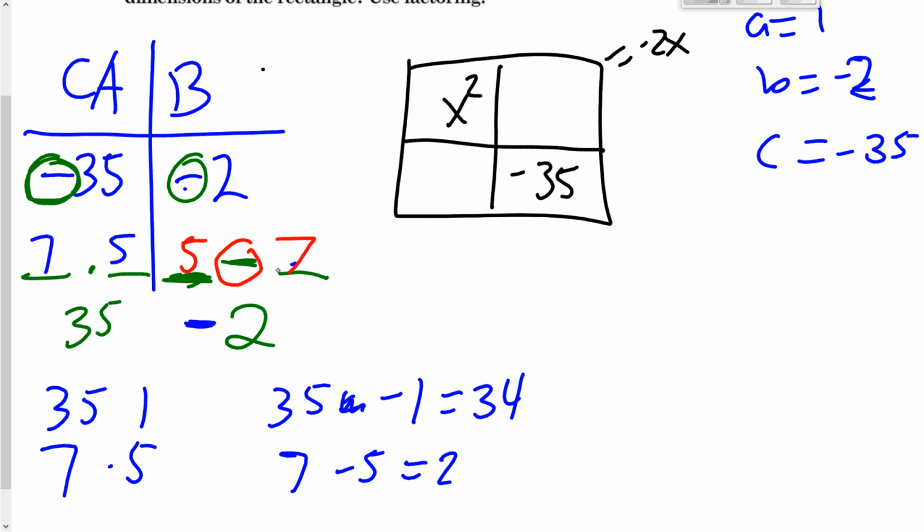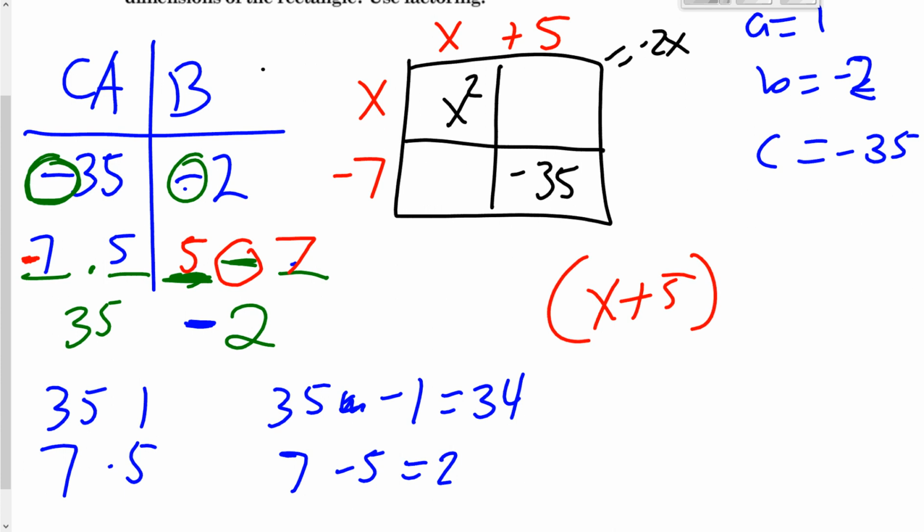Now what's that sign in front of? It's in front of the 7. So over here I want to put it in front of the 7. So then our sides are negative 7 and positive 5. And then what times what is x squared? Well, that's x and x. So we have x plus 5 times x minus 7.